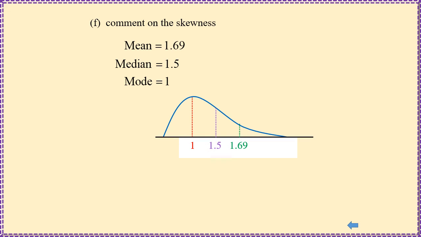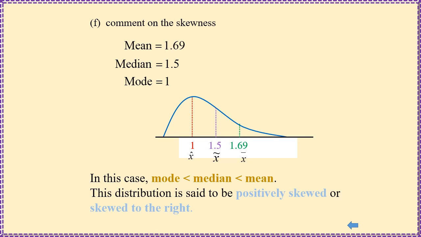Okay, so let us answer question F first. Comment on the skewness. So we have the mean, median, and mode already. So if we look at the values, the mode is smaller than the median and smaller than the mean. That means it is skewed to the right. Why? Because the mean is on the right side. Okay, so we can say that the distribution is positively skewed, or skewed to the right.